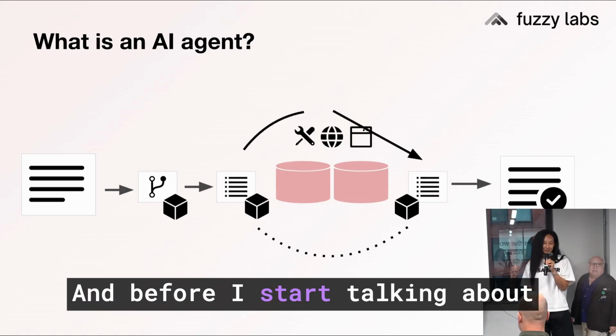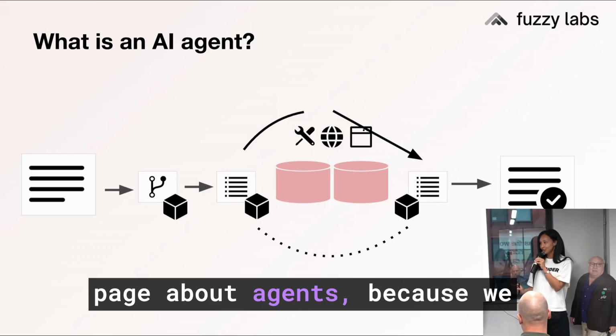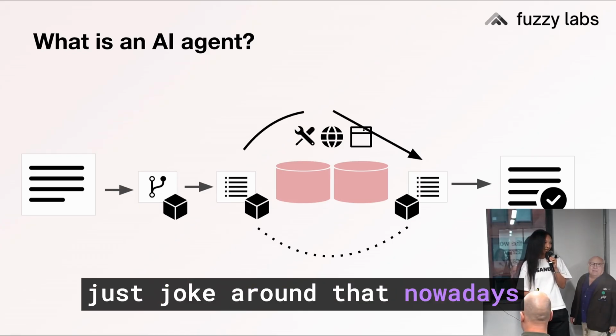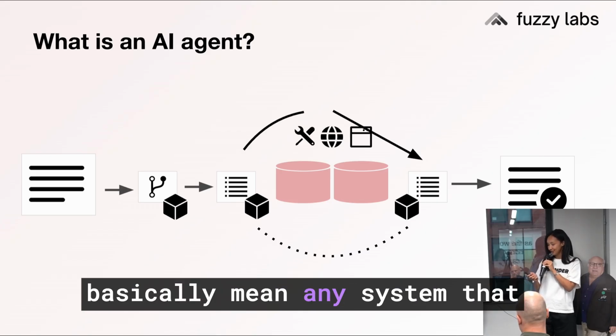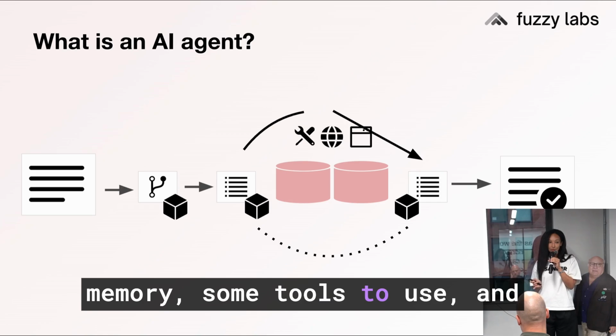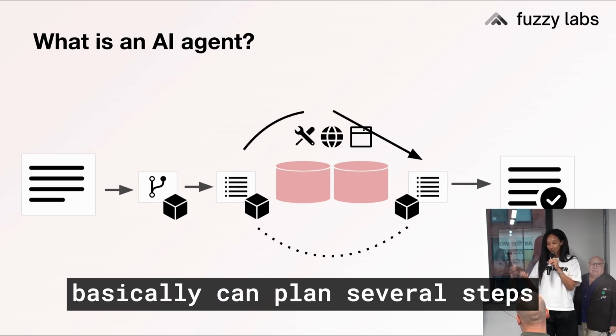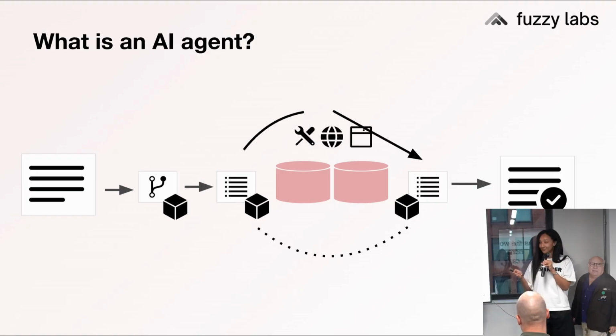And before I start talking about Gen AI, I just want to make sure that we are on the same page about agents, because we just joke around that nowadays you can call anything an agent. So when I say AI agent, I basically mean any system that has some routing ability, some memory, some tools to use, and basically can plan several steps ahead before generating an output.